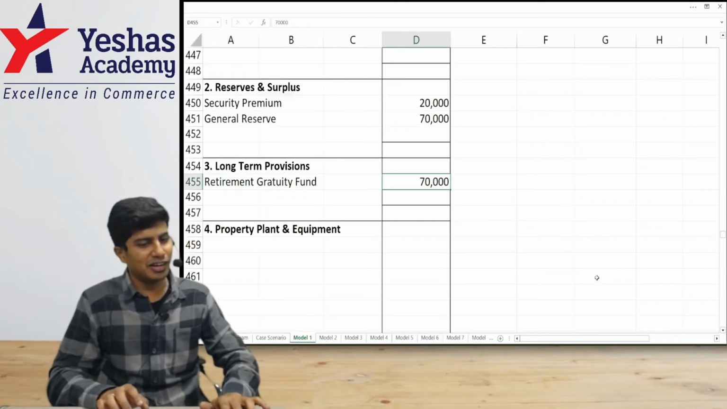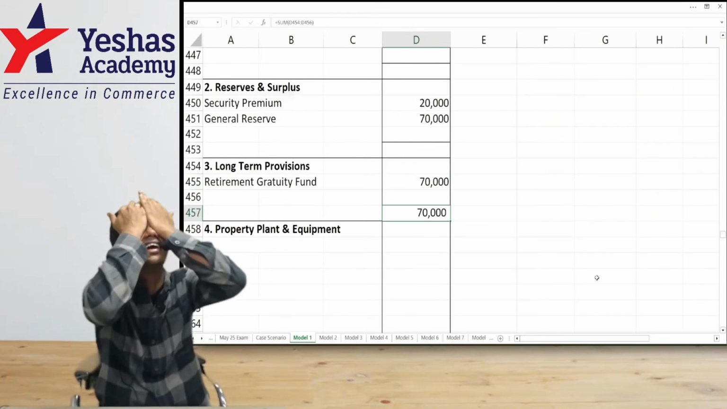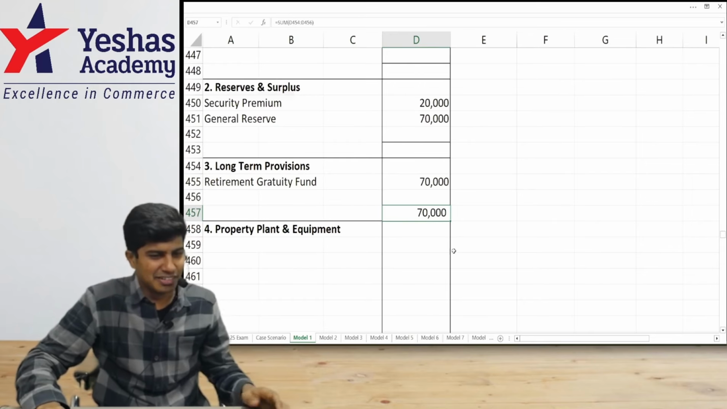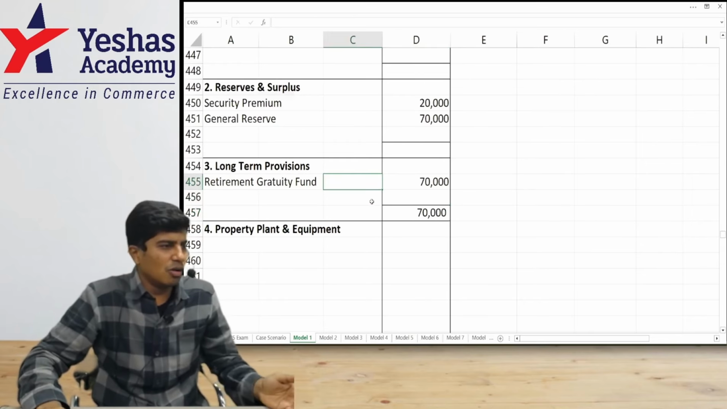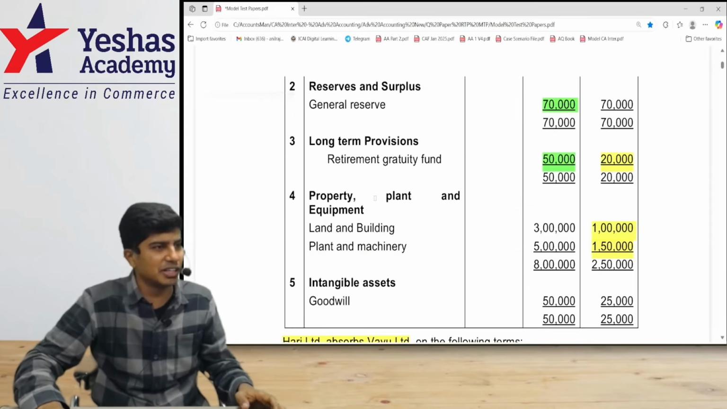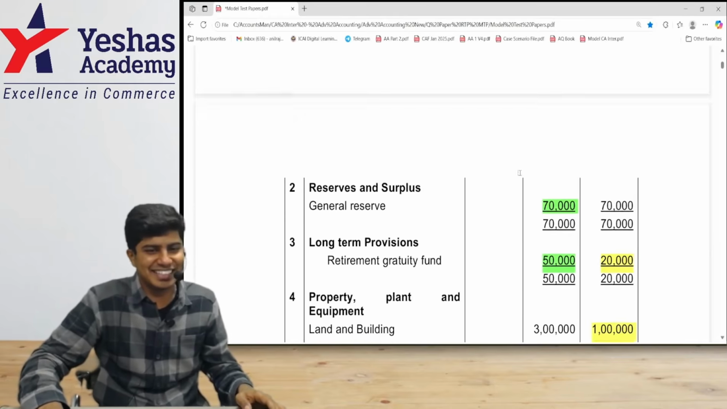Retirement gratuity fund, together 70. Okay, now. Are you done? No. I may be done, I might not be done. I don't know. I'll take 3 months' time and then decide. Come on, let's see the next item.